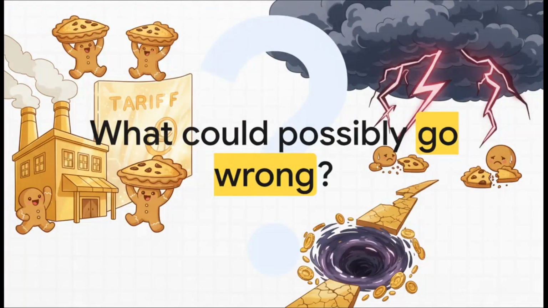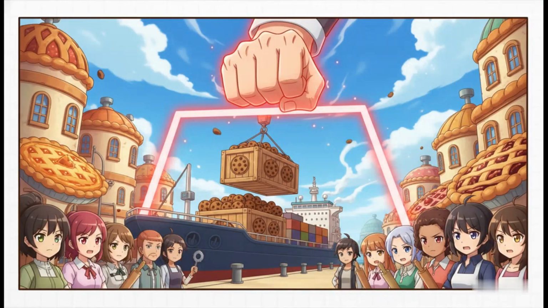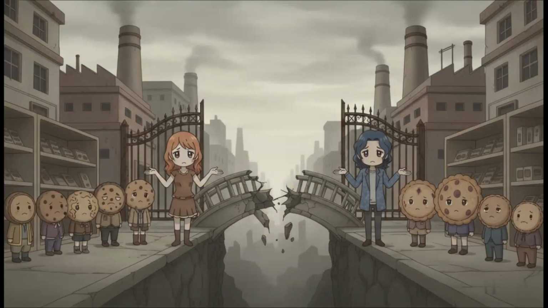Now, at first, this looks like a great move for Cookie Land. Its pie industry is saved, but this is where the story takes a turn. I mean, what could possibly go wrong? Well, Pie Land is not happy. Not at all. They see their pie sales to Cookie Land just plummet. So they strike back. They hit Cookie Land with what's called a reciprocal tariff, a retaliatory tax on their famous cookies. And here's the crucial point.